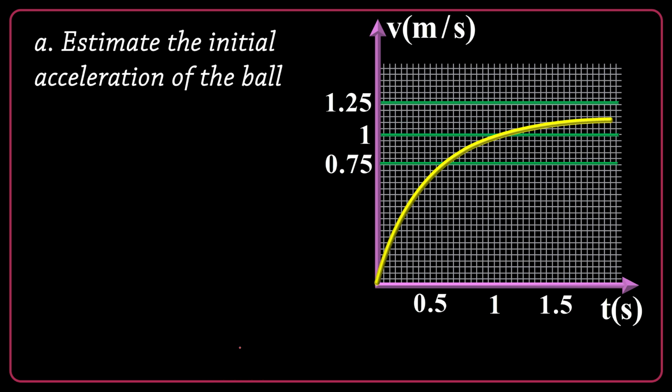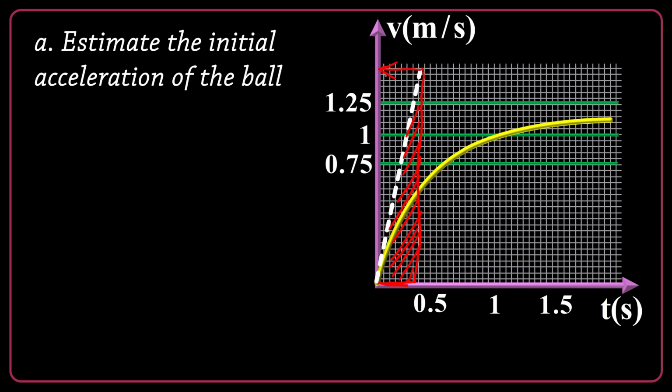Okay, part A, estimate the initial acceleration of the ball. Initial acceleration means the slope of the vt graph at t equals 0. According to kinematics, we know that the slope of a vt graph is acceleration. So let's draw a tangent line. Estimately, this is the tangent line at t equals 0, and establish a right triangle here.